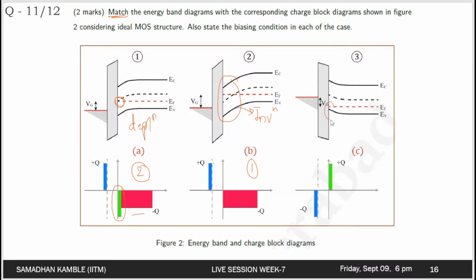And this is indeed the accumulation region. As you can see, the Fermi level has moved closer to the valence level, so this is indeed accumulation, the accumulation of positive charge when we apply the negative bias. This is the negative bias, and hence we get the positive majority carriers accumulated at the semiconductor and oxide interface. So this is the accumulated charge, and it corresponds to band diagram number 3.